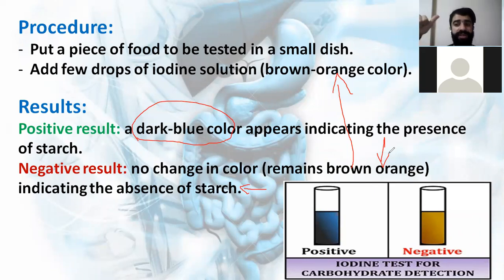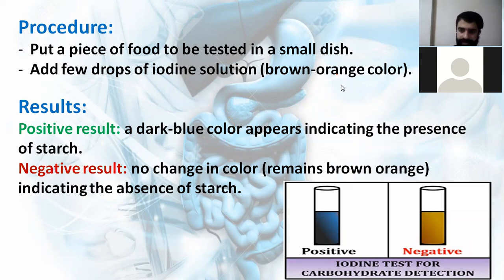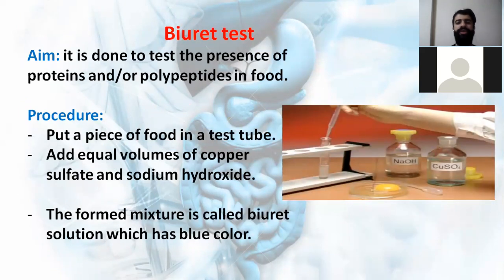So I will repeat. The first test was the Fehling test. It aims to test the presence of reducing sugar. If it's positive, it gives a brick red precipitate, and if it's negative, it remains blue in color. While the iodine solution test aims to test the presence of starch. If it gives a dark blue color, this is a positive result and we have starch. And if the solution remains brown orange in color, this means that there is no starch.